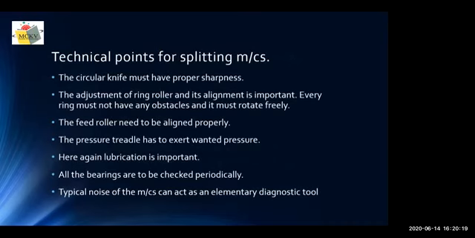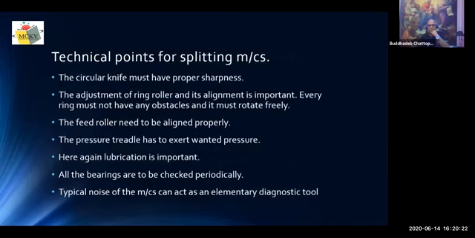Now the splitting machine. The circular knife must be properly sharpened. That is all that we all know. But most important is the ring roller. The ring roller adjusts for the variation in the thickness of the natural wet blue, and therefore the ring roller must be free. Every roller must rotate. There should not be any hindrance in the rotation of the ring roller, and the pressure has to exert the wanted pressure. Here again, the bearing and other things are very, very important, and everyday checking is necessary.